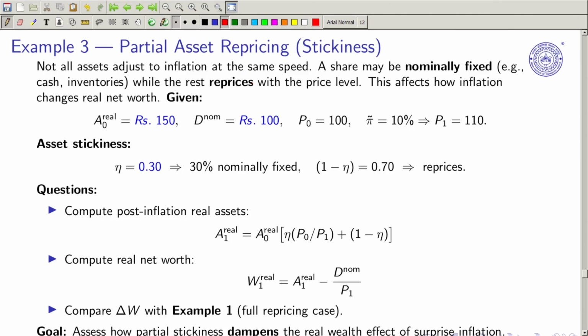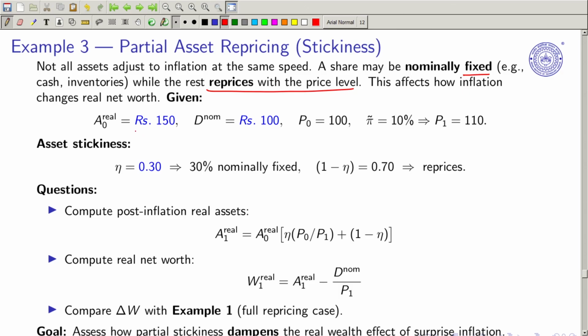Here in this example we have something called partial asset repricing. What does it mean? Not all assets adjust to inflation at the same speed. A share may be nominally fixed, which means that you are having cash, inventories and so on, while the rest reprice with the price level, right? So if we are going for partial asset repricing with some kind of stickiness or rigidity that we assume, this affects how inflation changes real net worth.